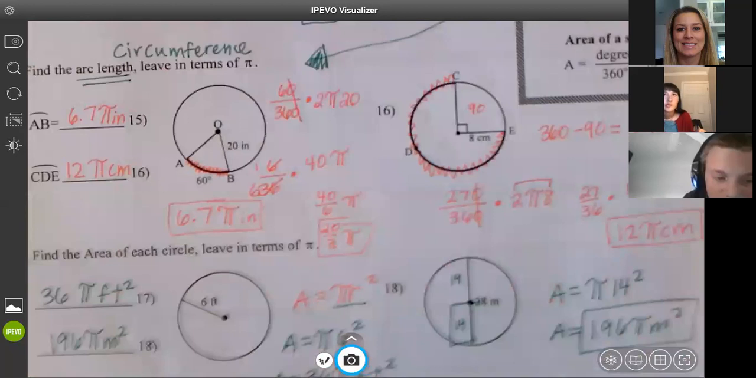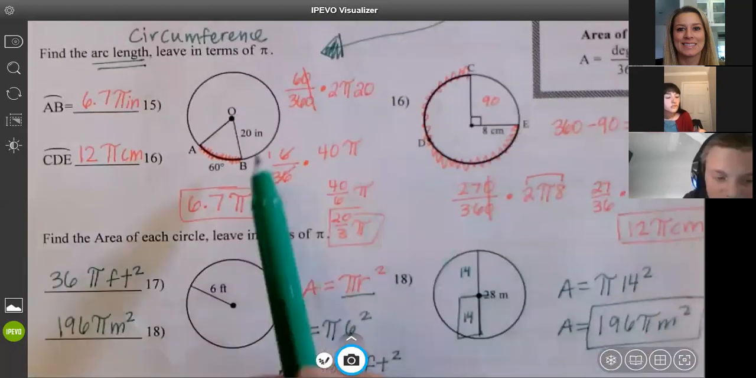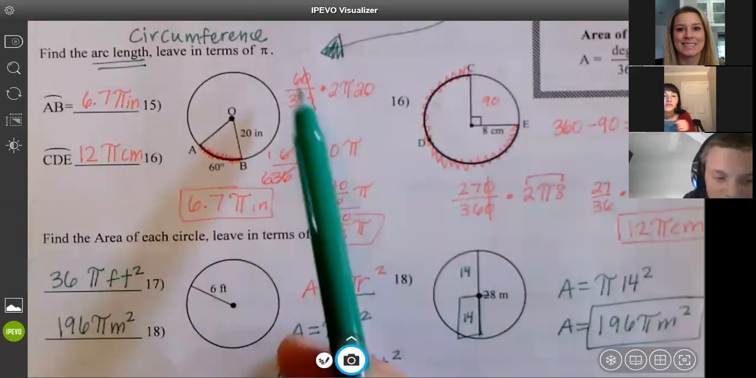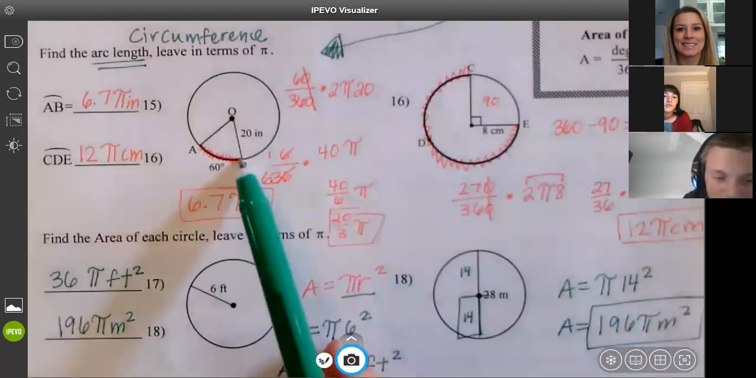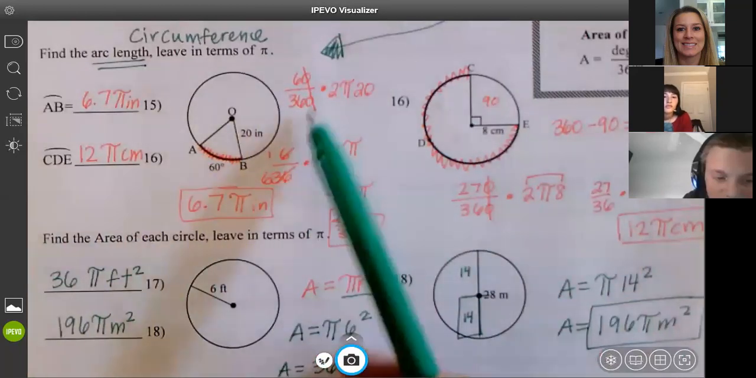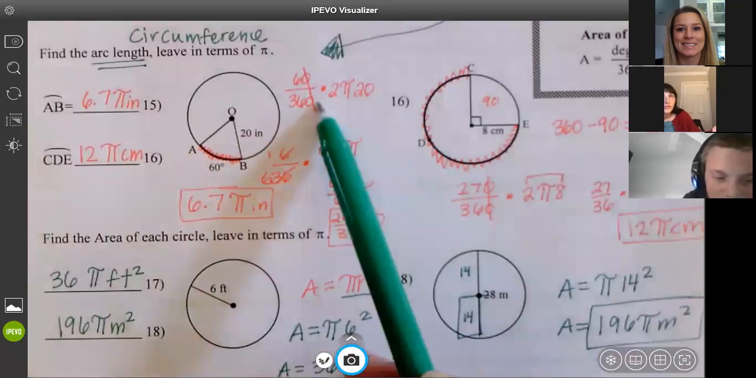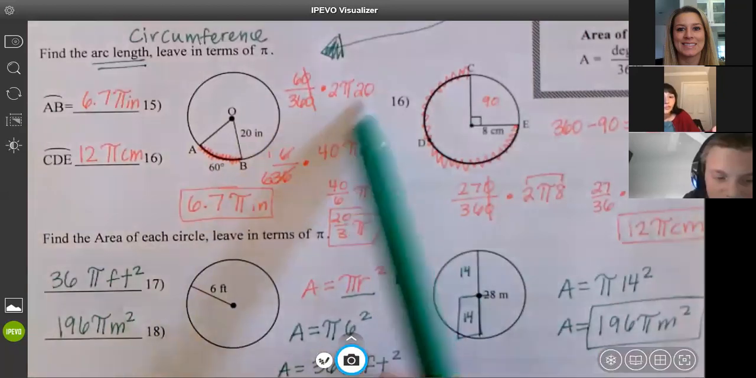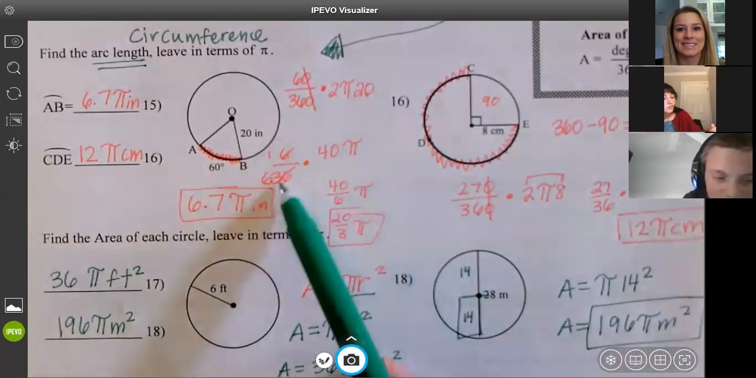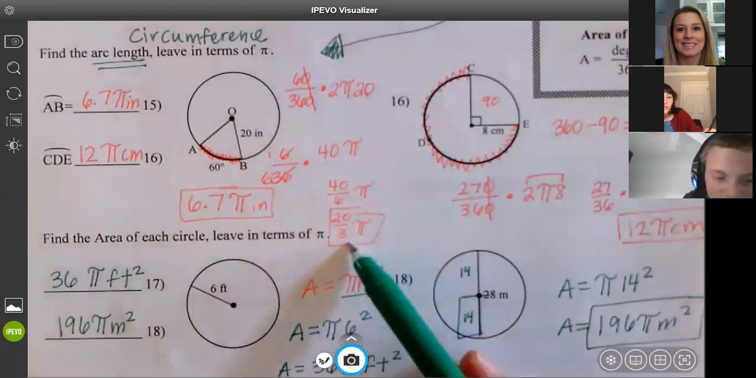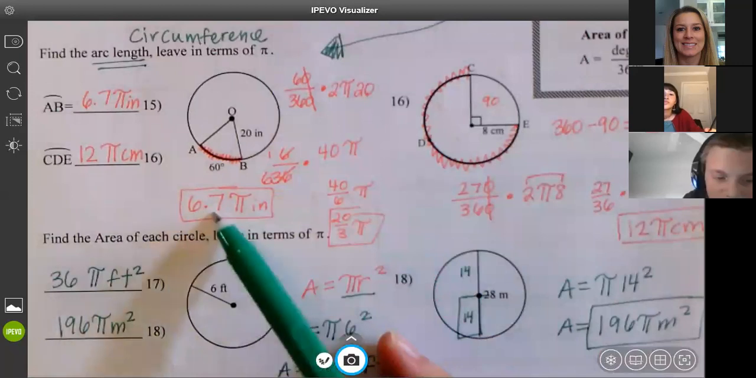The biggest thing here is making sure that you have the work done correctly in your calculator. So it's 60 degrees, and we're trying to find this piece right here. So it's 60 divided by 360 times 2 pi, and your radius is 20. When you multiply 2 times 20, you get 40. And then from here, I just used a calculator: 6 divided by 36 times 40. So you'll get 20 over 3 in the calculator, which simplifies to 6.7 pi.